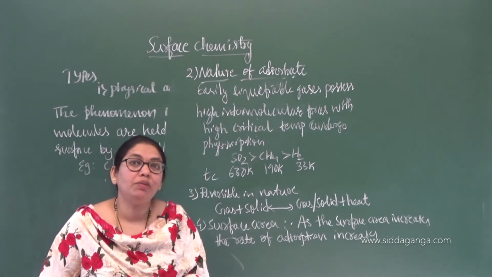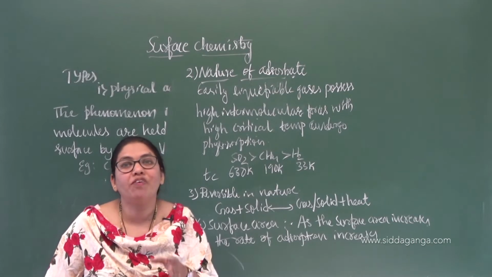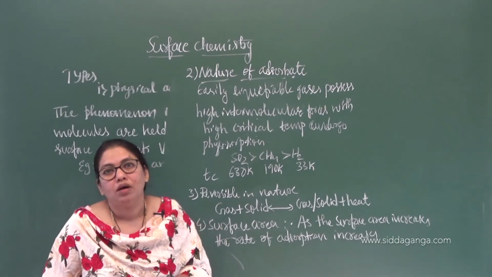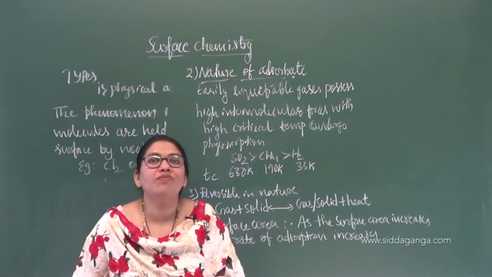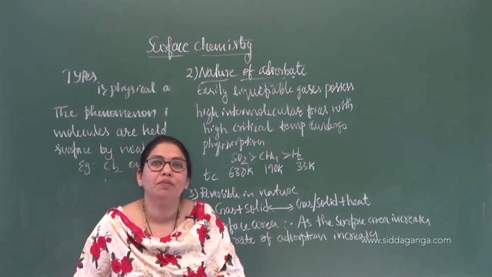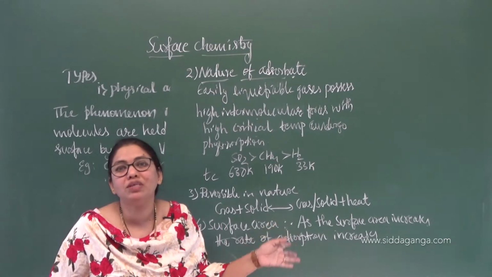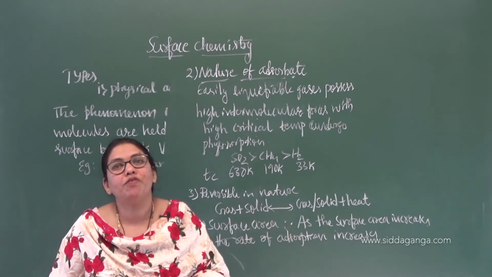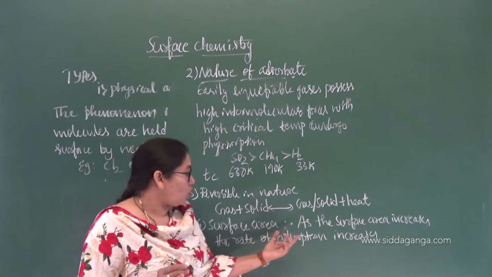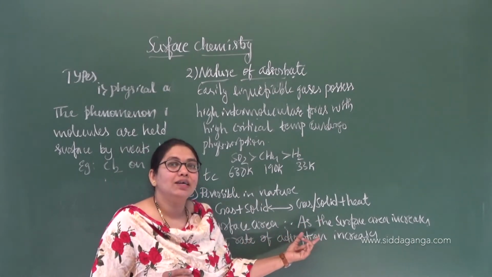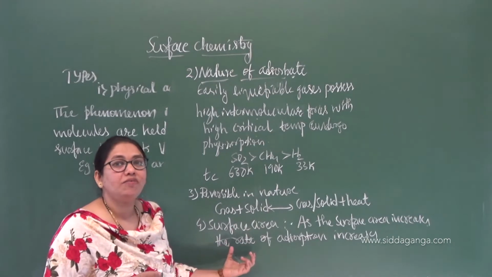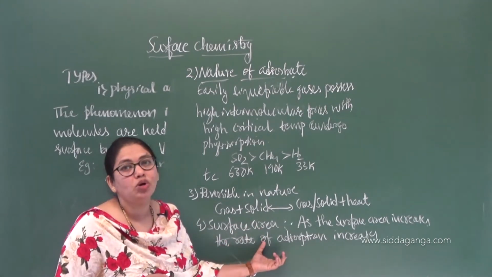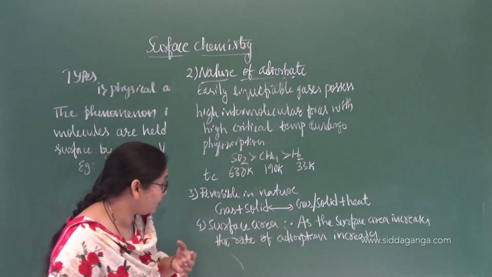The catalyst will be highly active in its finely divided state. Very important concept this is. The catalyst is highly active in its finely divided state. Why? Because of the availability of more surface area, more reactant will bind to it, and more products will be formed. So as the surface area increases, the number of interactions of gas with the solid increases. So that's why the rate of adsorption also increases. Very important point this is.